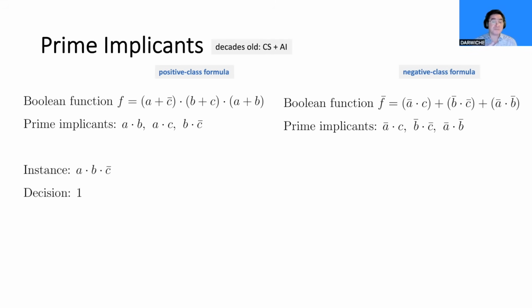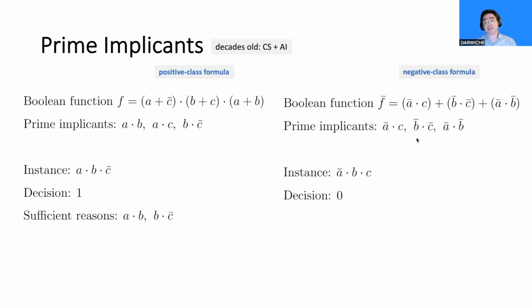So the sufficient reason is very simple. It is the prime implicants that are compatible with the instance. And in this case, 2 of them are compatible with this instance, and these are the sufficient reasons. And that's why we call these PI explanations when we introduce them. If you had a negative instance, you have to work with these prime implicants. In this case, which ones are compatible with this negative instance? There's only one of them, so this is the sufficient reason. There's only one sufficient reason in this case.